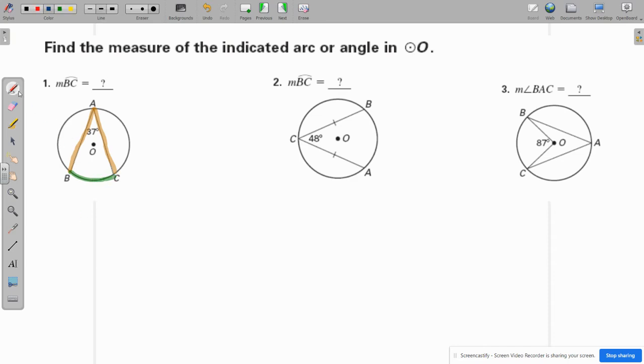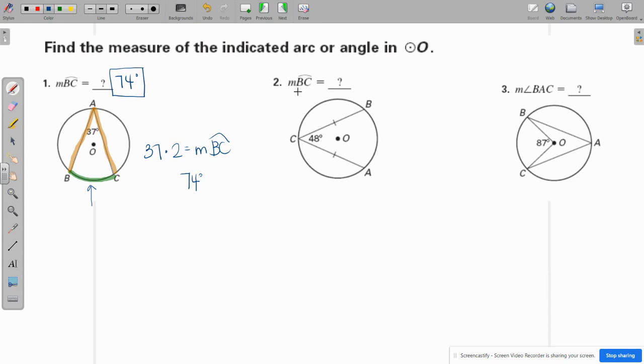What we've been told is that the measure of the arc is going to be double the measure of the angle. Or in other words, the measure of the angle is 1/2 of the arc. So if 37 is 1/2 of the measure of the arc, we can multiply 37 by 2 to get the measure of arc BC. So 37 times 2 is 74 degrees. The measure of arc BC is 74 degrees.